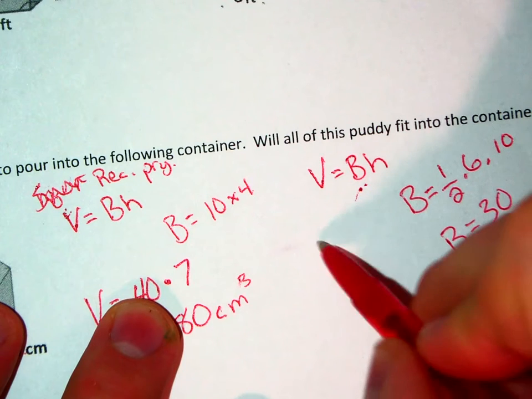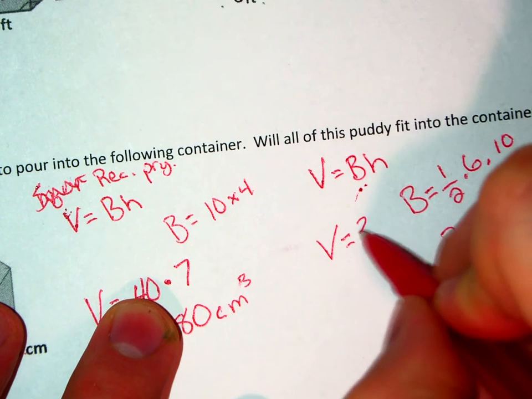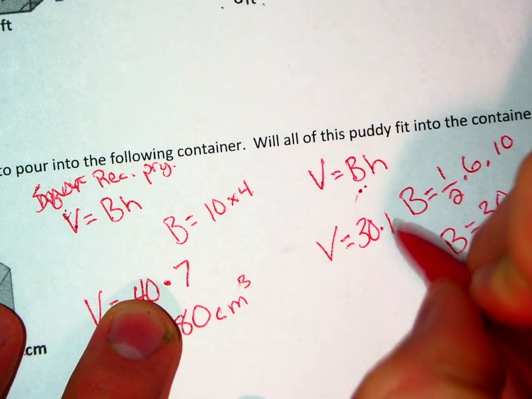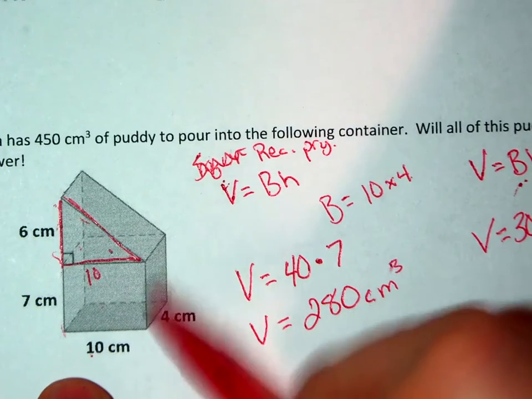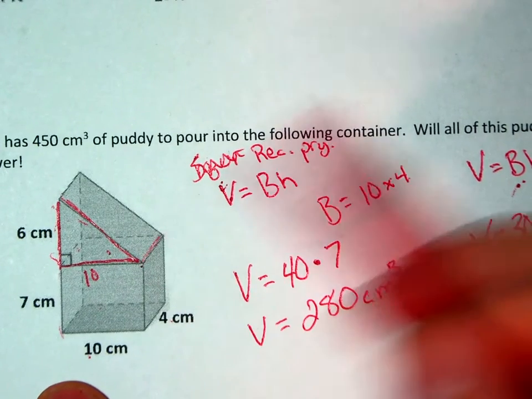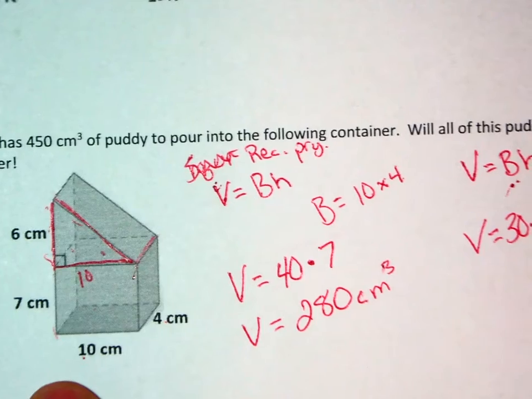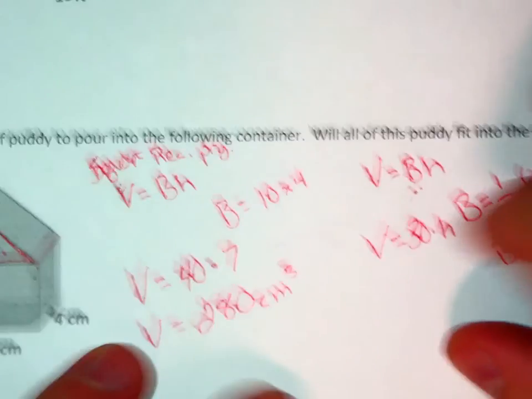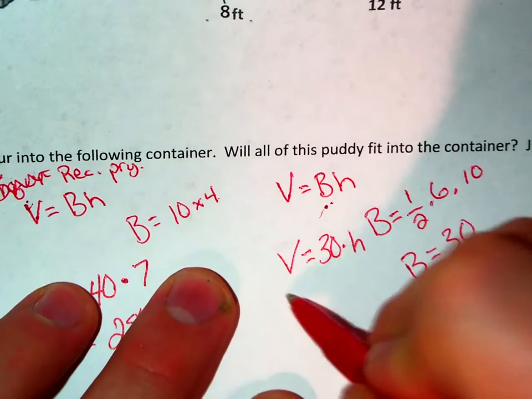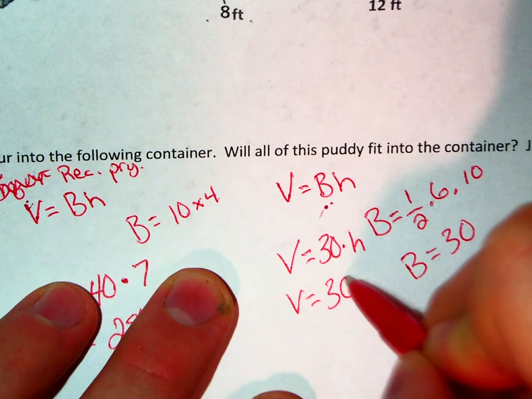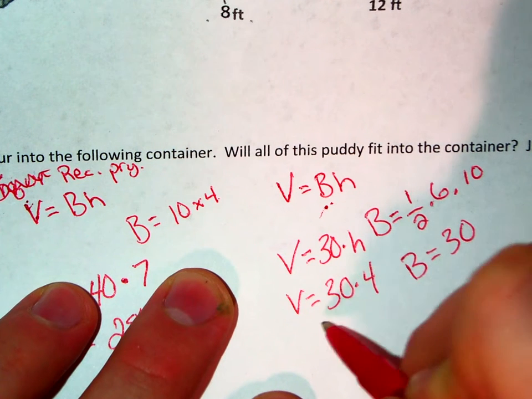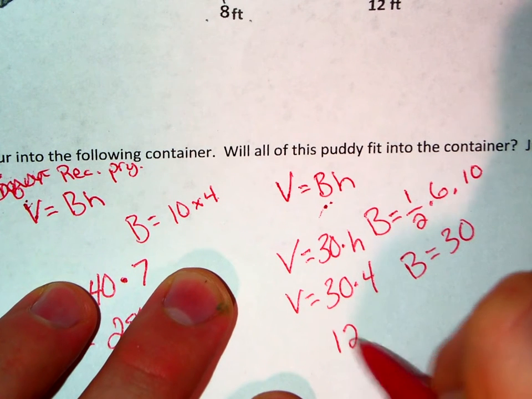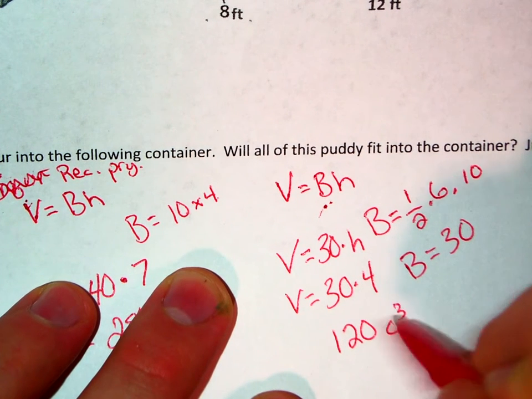So we look at V equals 30 times the height. Now we need to refer back to our image. The height extends 4 centimeters away from the original base. So V equals 30 times 4 would be 120 centimeters cubed.